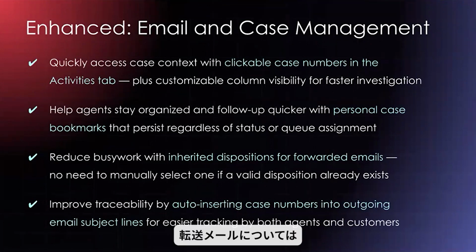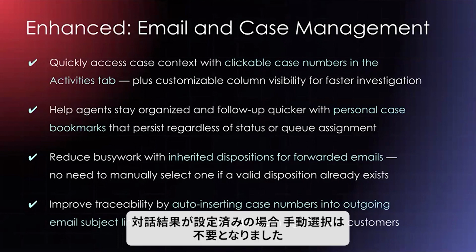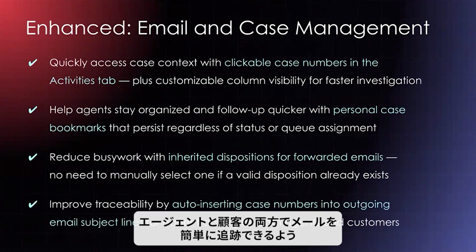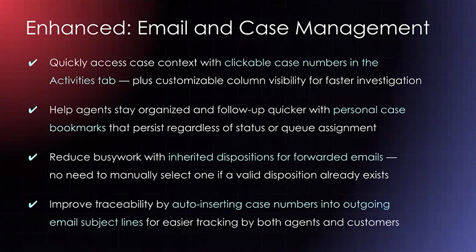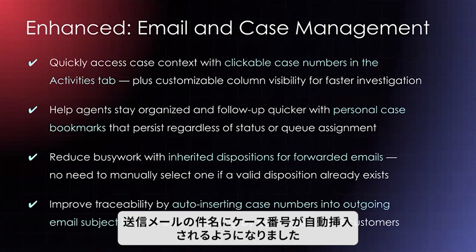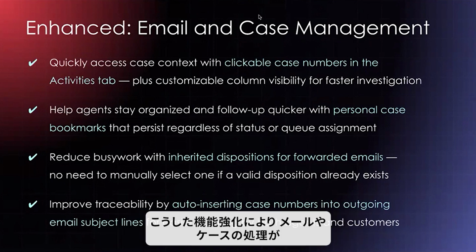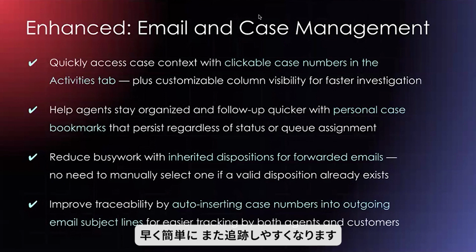And when it comes to forwarded emails, agents no longer need to manually choose a disposition if one was already set. It's now automatically inherited, saving time and reducing errors. And finally, to help both agents and customers track emails more easily, case numbers can now be automatically inserted into outgoing email subject lines. Overall, these enhancements make email and case handling cleaner, faster, and more traceable. How cool is that?